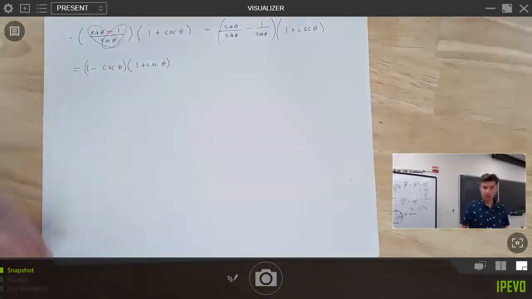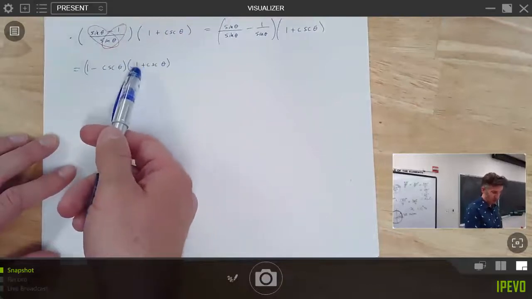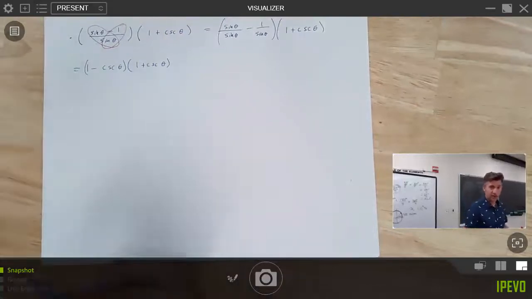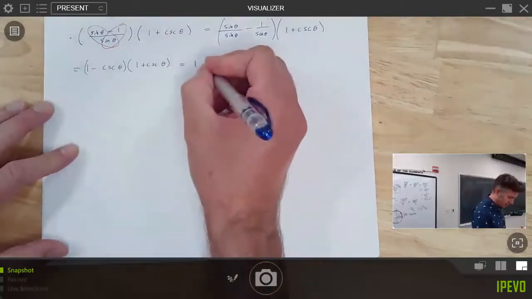And we know that when you have conjugates multiplied together, right? A thing minus a thing, and then the same thing, but plus the other thing. Those are conjugates. And when you multiply conjugates together, the middle terms cancel. So we're just going to get 1 times 1, which is 1, minus cosecant squared theta.